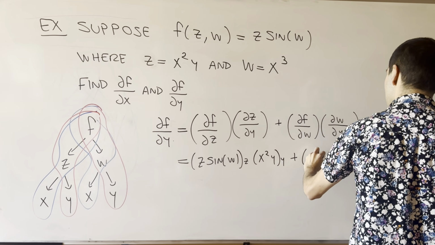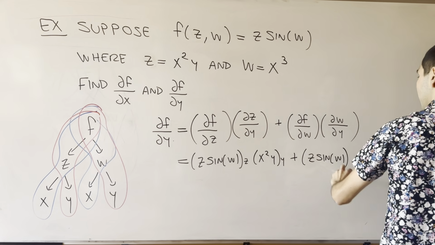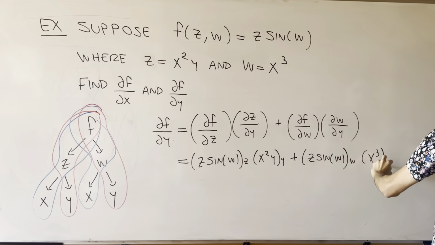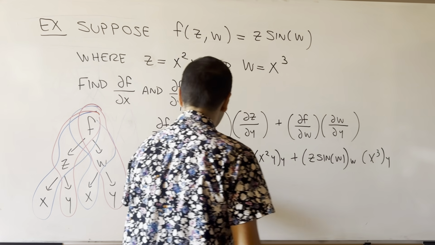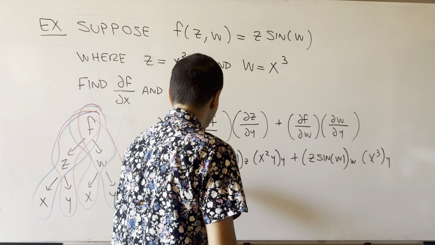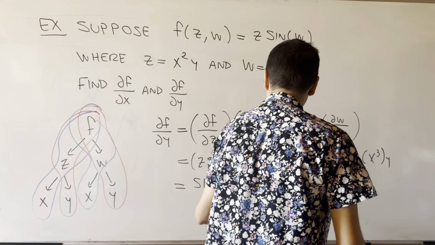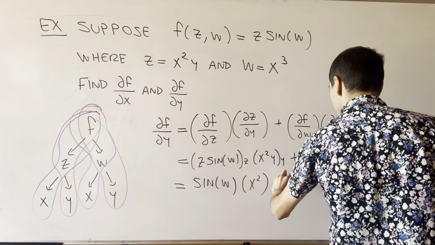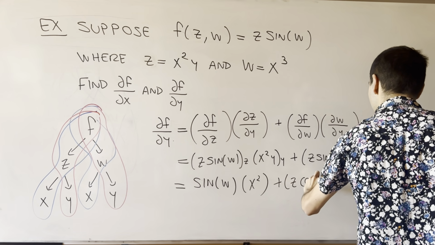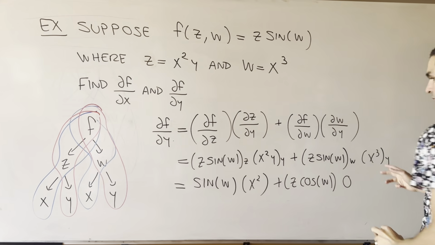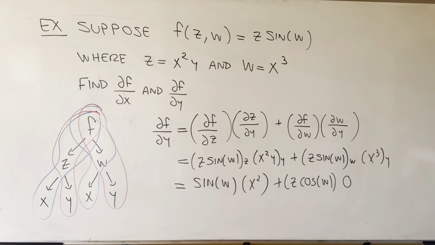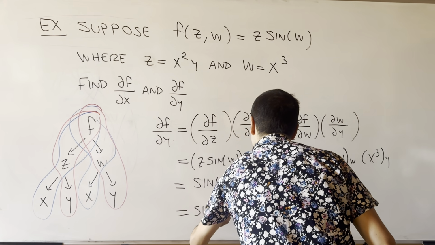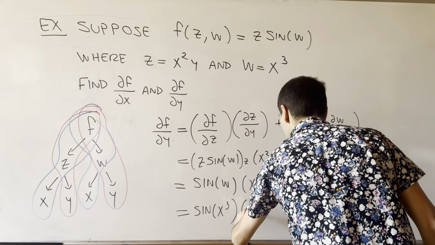and then plus z sine of w with respect to w, and then x cubed with respect to y, so that becomes sine of w, if I'm not mistaken, and then times x squared, and then plus z cosine of w times 0, so this whole second term disappears, and you're left with sine of x cubed times x squared.